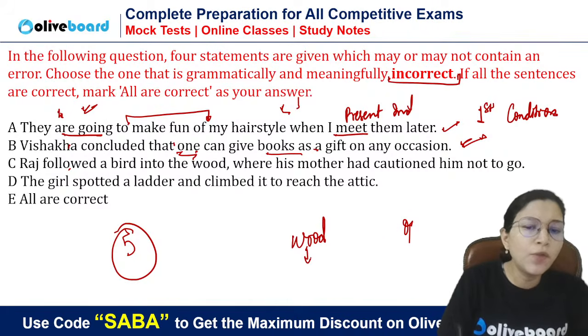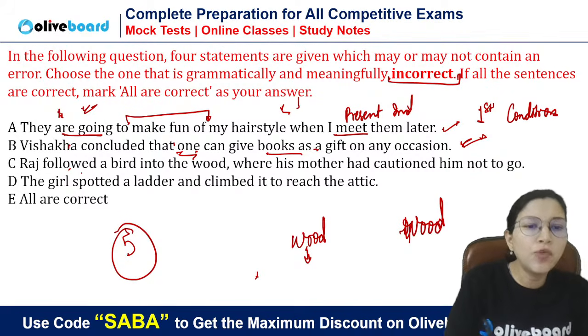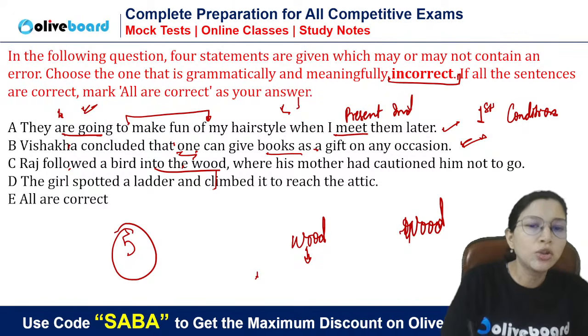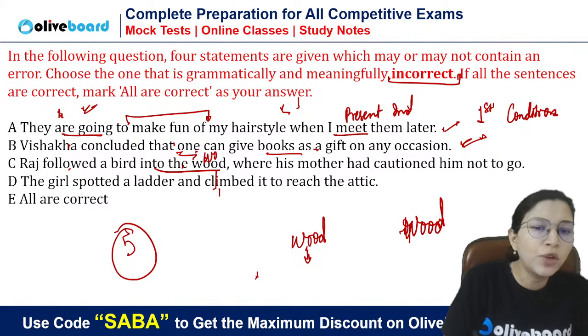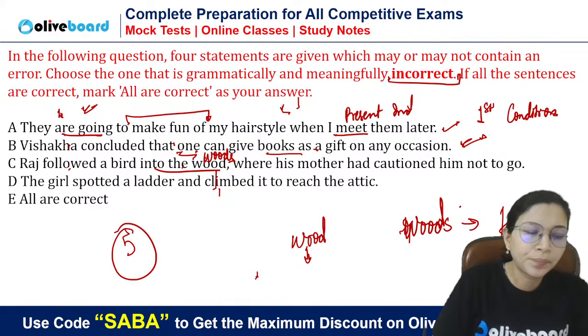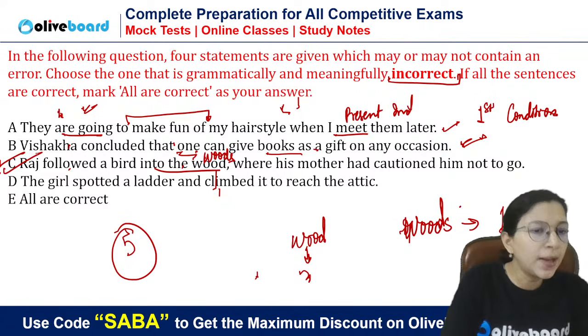See, you know that wood we call log of wood, lakdi. And here we are talking about Raj followed a bird into the wood, lakdi ke andar ya forest ke andar. So simple, the error is in this part. Woods will come because we are talking about forest. Woods means forest. This means timber or log of wood. Okay. And D is absolute because we have to tell the incorrect one. So C is incorrect. D is absolutely correct.